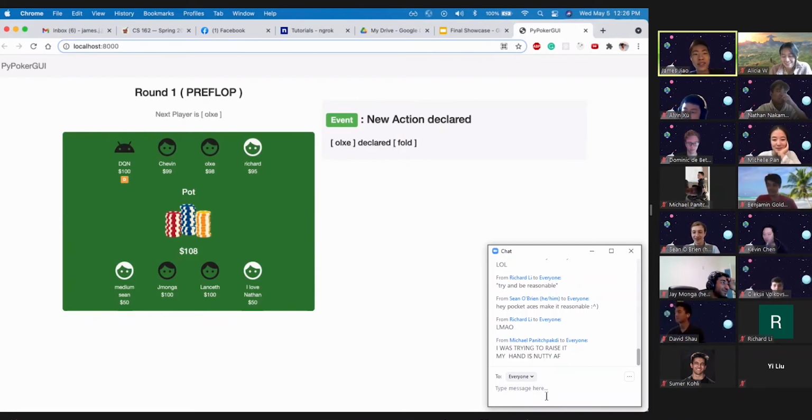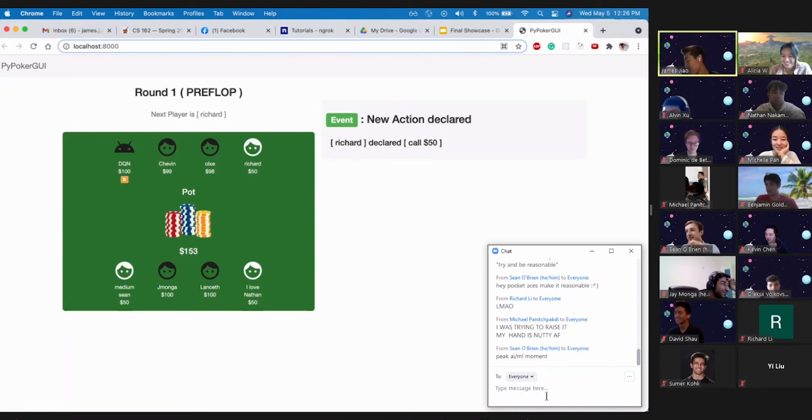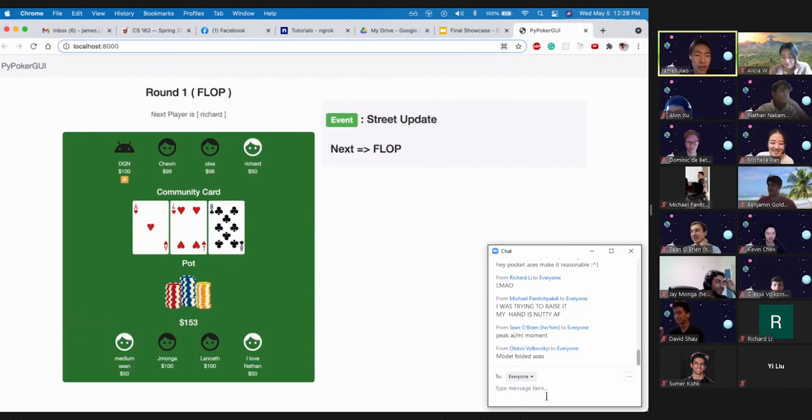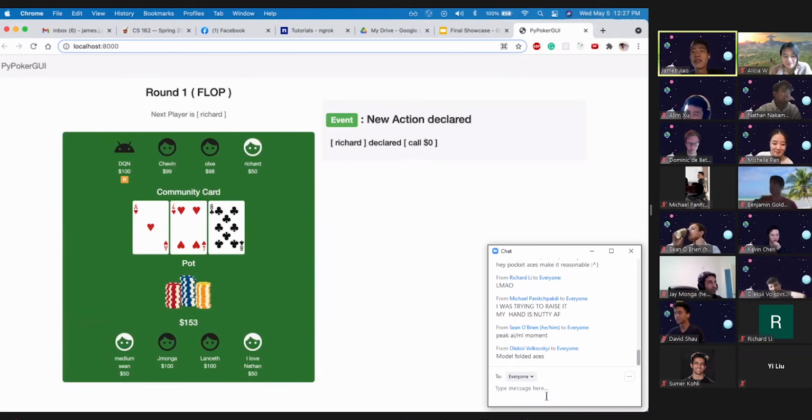Looks like our model is pretty smart. I like that, that's just validation. It's not gonna call $50 willy nilly. All right, so now we have the flop. We have 3 players going in: Richard, Medium Sean, and whoever I Love Nathan is.